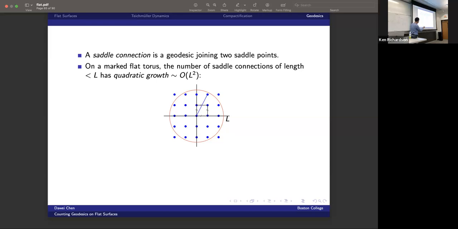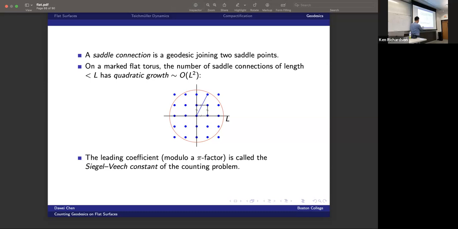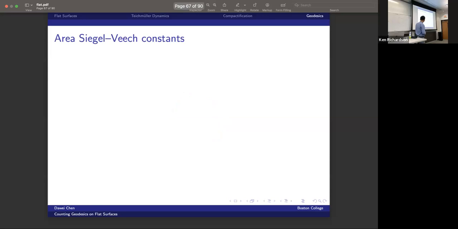If you only focus on the asymptotic behavior, these all have quadratic growth, like pi L squared, given by the area of the disk. So the leading coefficient modulo this pi factor is called the Siegel-Veech constant of such a counting problem. It turns out we could count some other similar objects, maybe in a more general flat surface. You can count saddle connections connecting specified sets of points, or connecting one point to itself, and all kinds of counting problems you can come up with. It turns out this quadratic growth behavior is always there. That's a result I will mention later, but for now let me turn to the counting problem that I'm interested in for this talk.